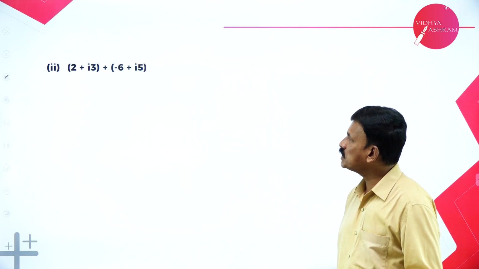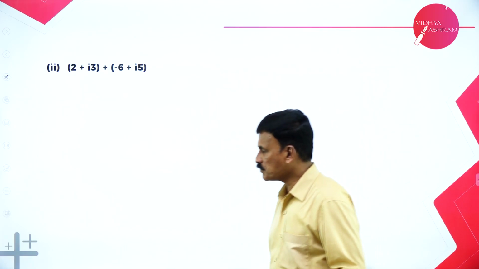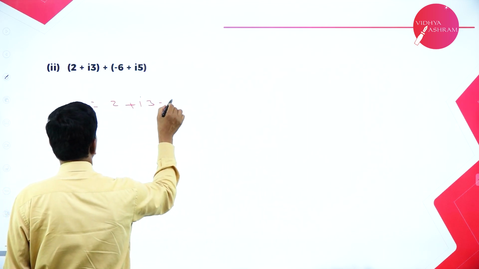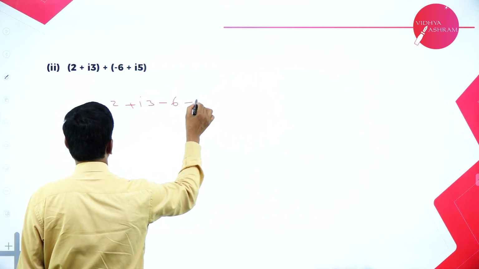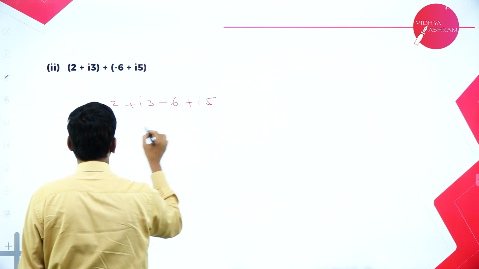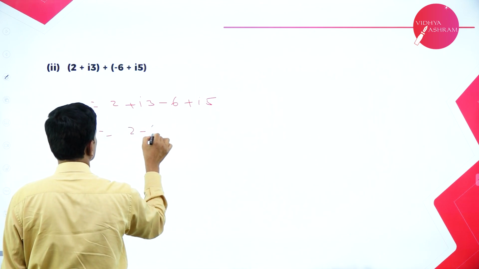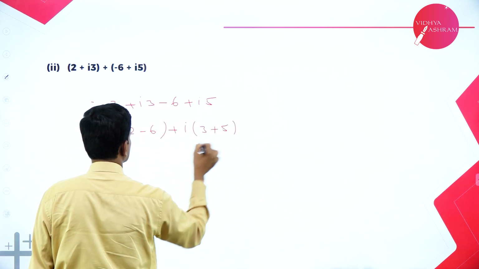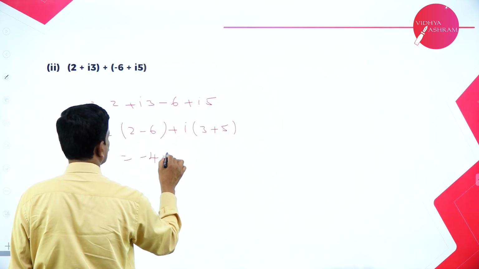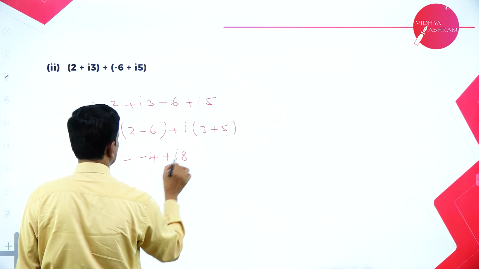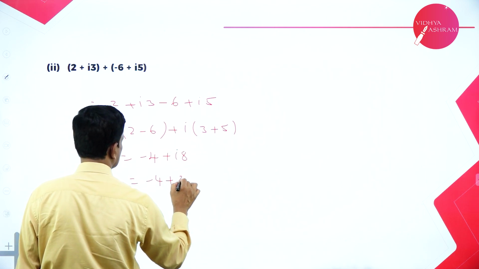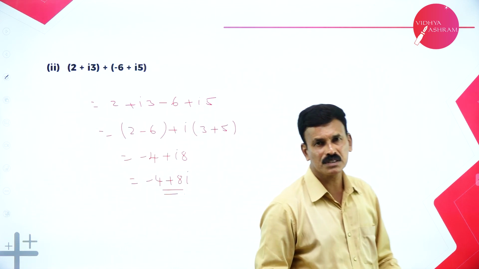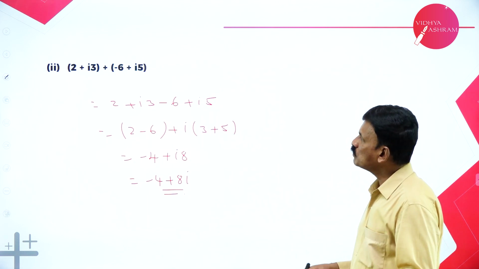2 plus i into 3 plus minus 6 into i into 5. So this can be written as 2 plus i into 3, minus 6 plus i into 5. Just group the terms containing the real part: 2 minus 6, and i common factor, 3 plus 5. So 2 minus 6 is minus 4, 5 plus 3 is i into 8, or this can also be written as minus 4 plus 8i. This is how we are going to add complex numbers. This is nothing but addition of complex numbers. Now move on to the next one.